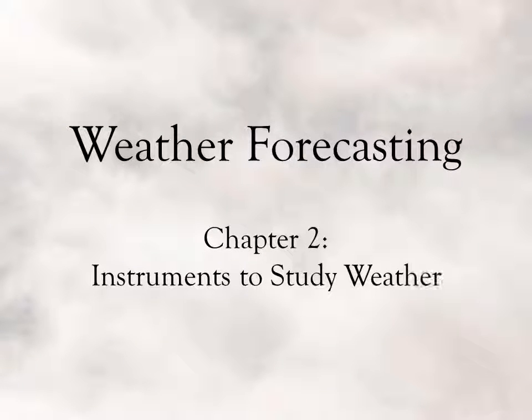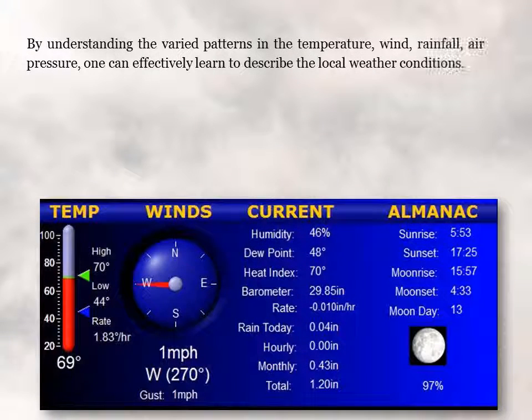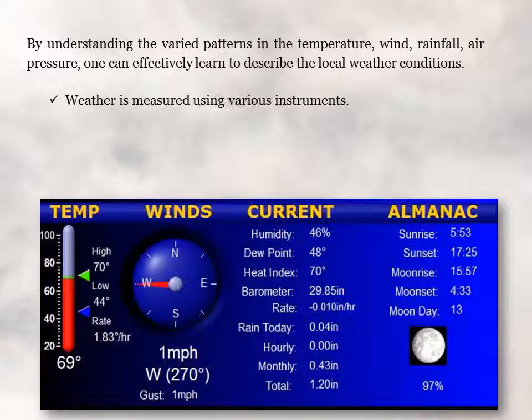Chapter 2: Instruments to Study Weather. In the last chapter, we looked at the various factors that determine the weather on a daily basis. By understanding the varied patterns in the temperature, wind, rainfall, and air pressure, one can effectively learn to describe the local weather conditions. Weather, however, is measured using various instruments.